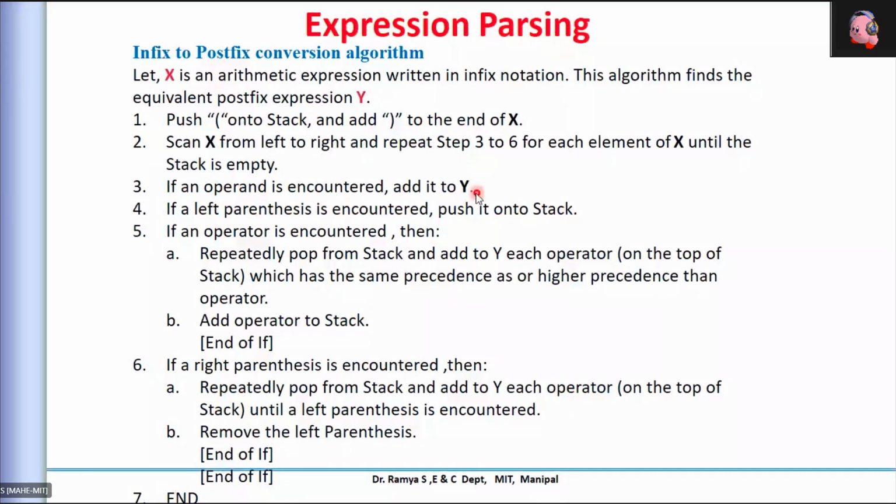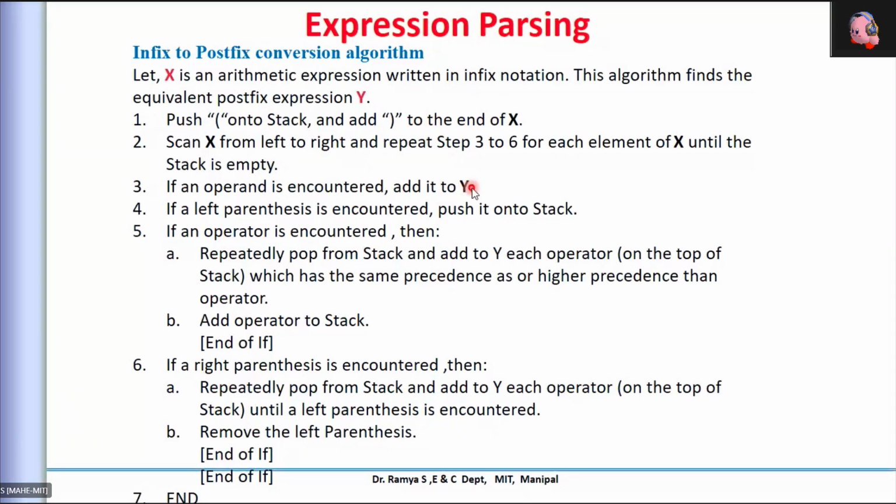Once I take that, you are checking whether there is a left parenthesis, because parentheses have a high precedence, the brackets. So it will check whether a left parenthesis is there or not. If it is not there, and an operator is encountered, what is done? It will be put into the stack. Remember, until this point it is only y.